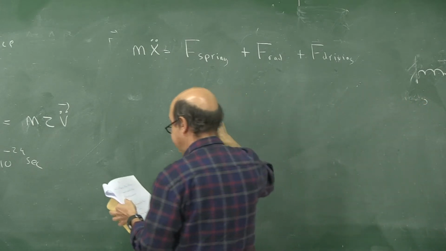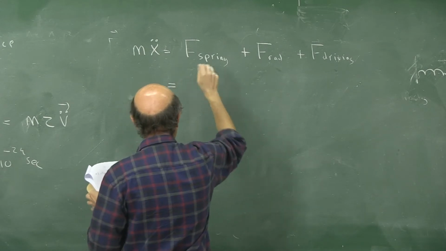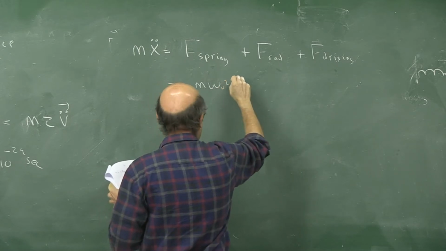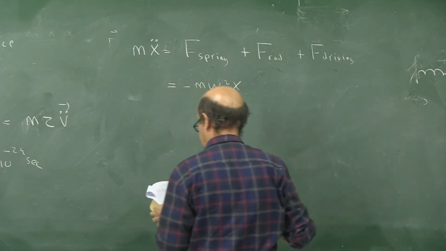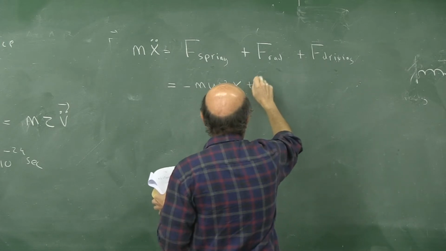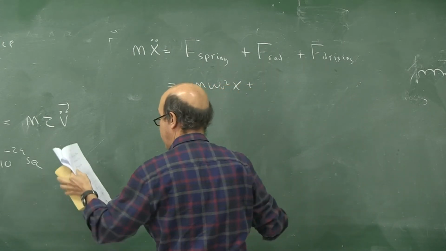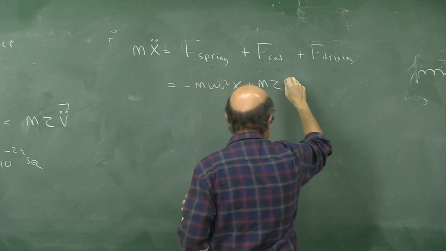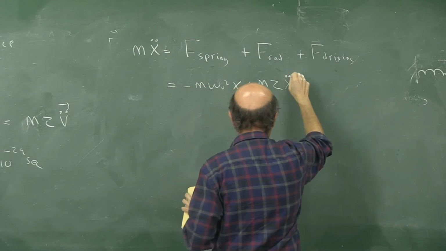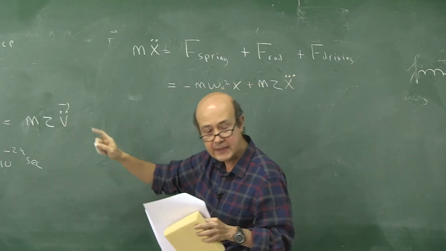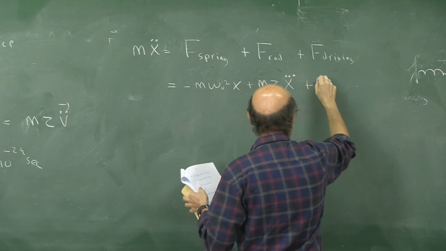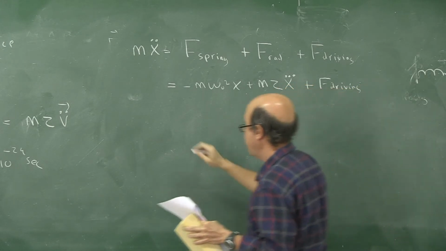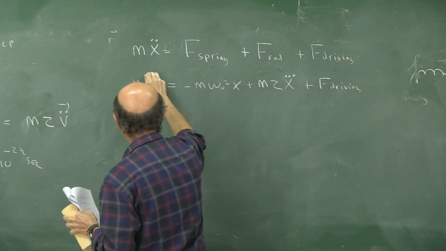So basically, for the spring force, you can write mass times omega 0 square x, where omega 0 is the natural frequency of the spring. For the radiative reaction force, I can write mass times tau x triple dot, not double, because the acceleration is x double dot, so the derivative means x triple dot. Let us leave F driving alone now. So this is m x double dot.